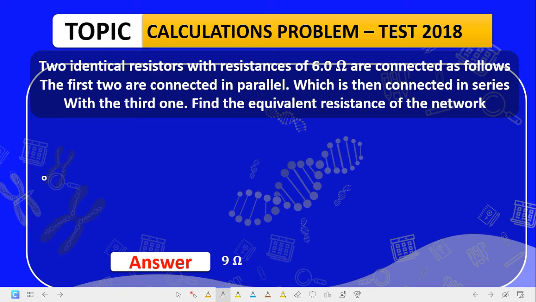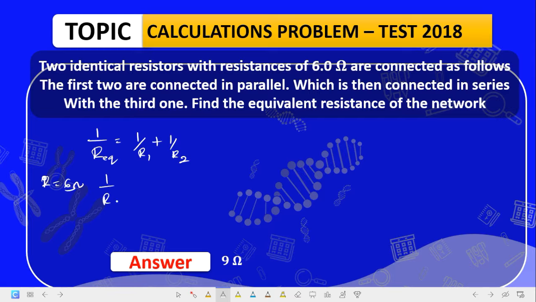Two identical resistors with resistance 6 ohm are connected as follows. The first two are connected in parallel. Now, the resistance in parallel is 1 over R1 plus 1 over R2. We are told that the first two are connected in parallel, which is then connected in series with the third. Find the equivalent resistance. Each of the resistances is 6 ohm.